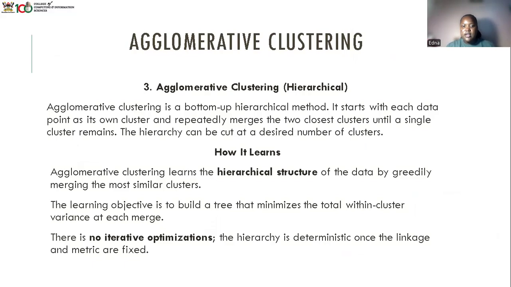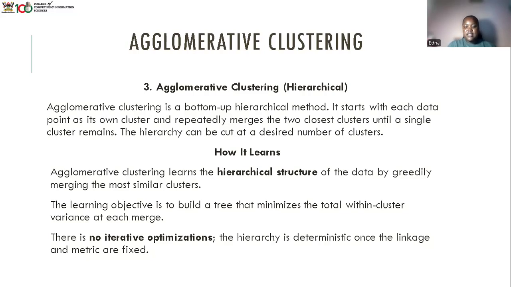Our third model is the agglomerative clustering, which is also called the hierarchical clustering model. And this one is a bottom-up hierarchical method, which starts with every cyclist as their own individual cluster, and then repeatedly merges the two most similar clusters until only one cluster remains. We are then able to cut this hierarchy at the level that produces the three tiers we just talked about in the previous slides.